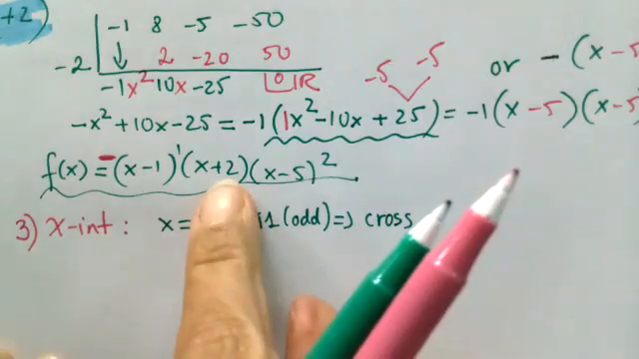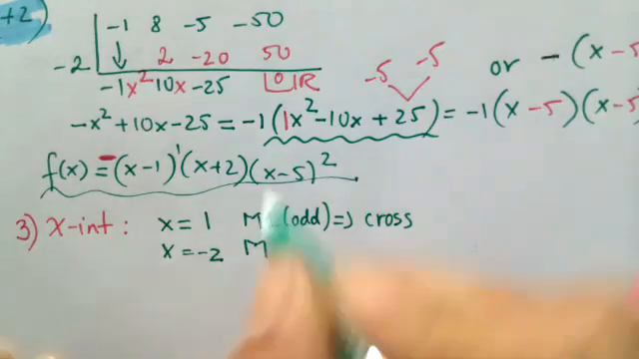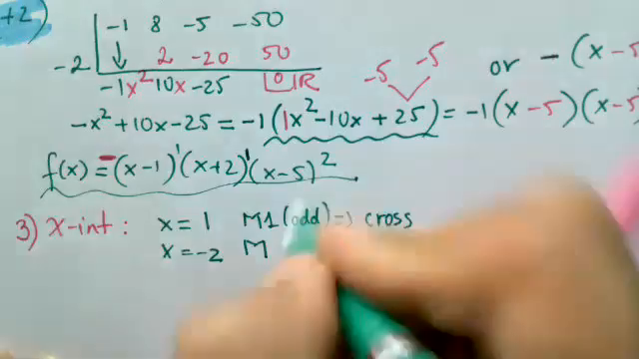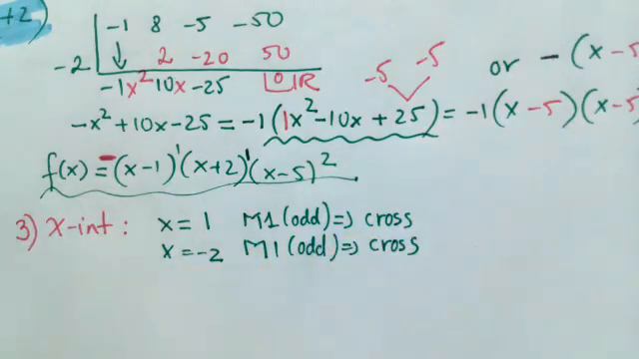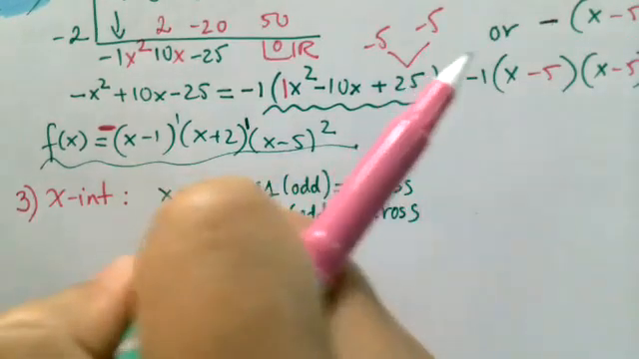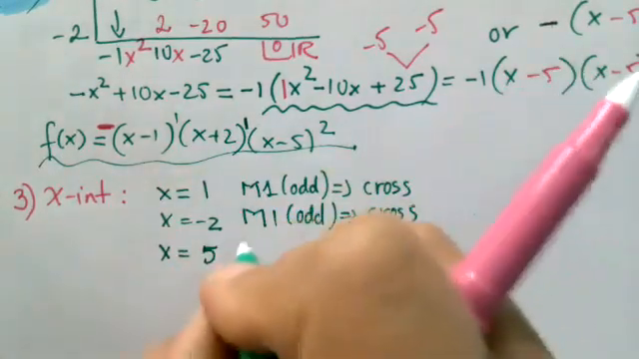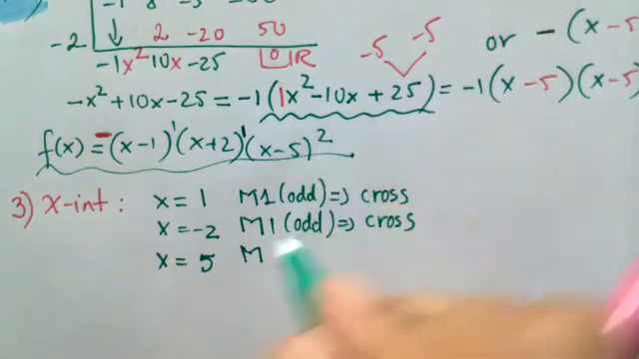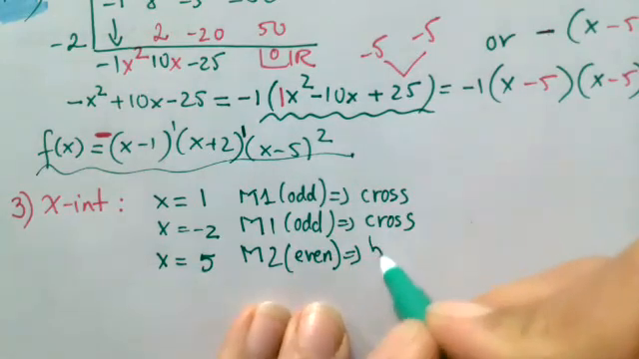The second x-intercept is going to be at -2. Multiplicity is 1 from here, from the exponent of the bracket. It's an odd number, so it's going to be crossing. And the last x-intercept is going to be at 5. Multiplicity is 2, right, squared, okay, and that's an even number. And for these ones, we will be bouncing.